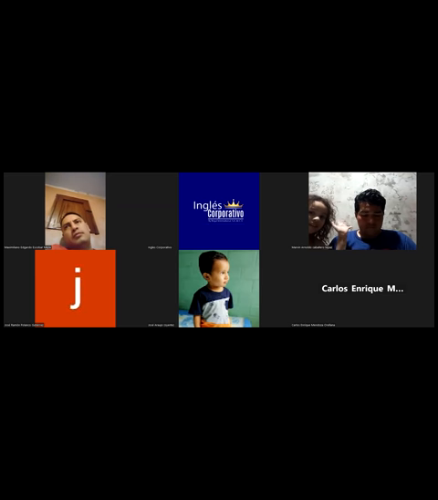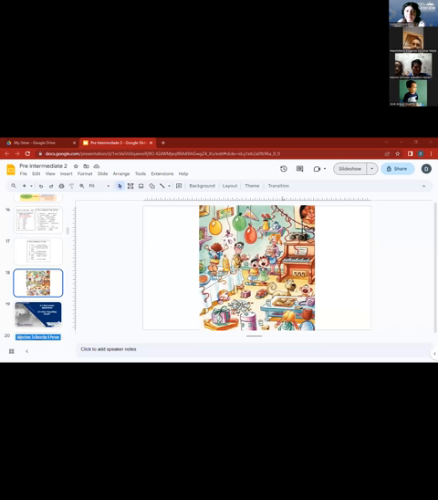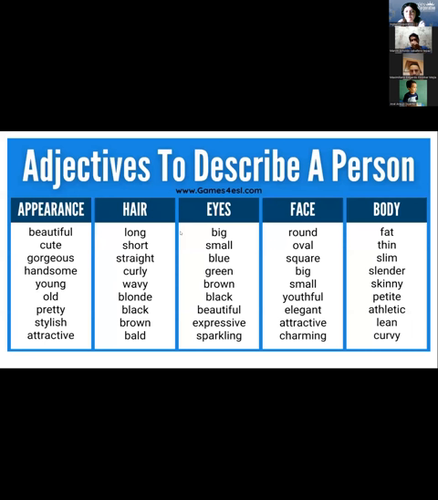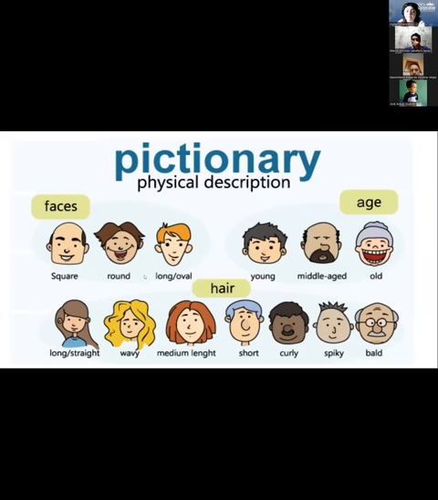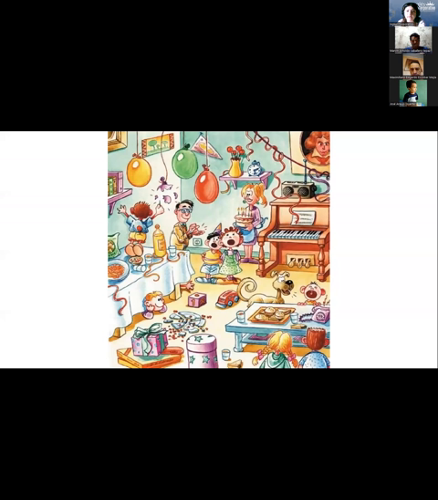Sorry, allergies. So I'm gonna show you the picture. Okay, here. Can you see the picture? Wait. Can you see the picture? Yes. Okay, perfect. So in the picture, we see different things, right? And yesterday we were practicing a little bit about how to talk about people, right? And describe the people here. So in this picture that you see here, we have different people and different things going on, right?